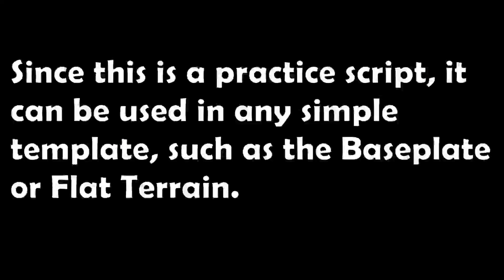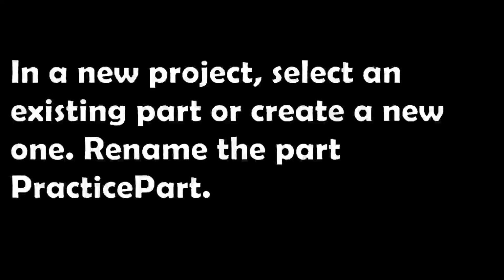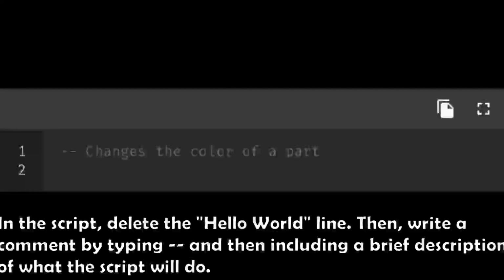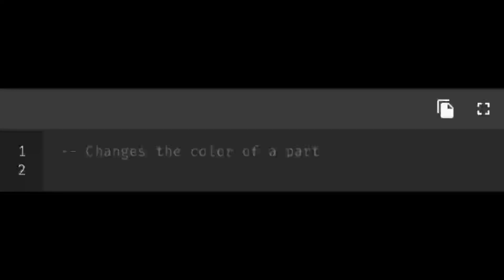Since this is a practice script, it can be used in any simple template, such as the base plate or flat terrain. In a new project, select an existing part or create a new one. Rename the part Practice Part. In Server Script Service, create a new script named Change Color. In the script, delete the Hello World line. Then, write a comment by typing and then including a brief description of what the script will do.